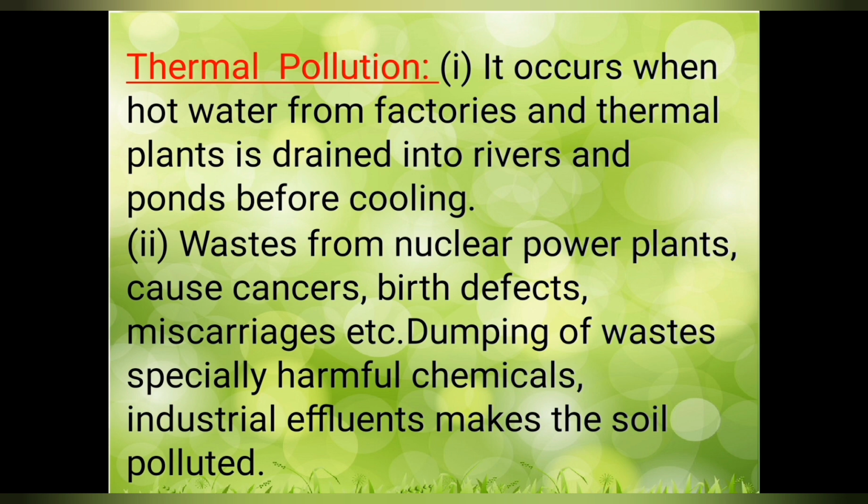Next is thermal pollution. Thermal pollution occurs when hot water from factories and thermal power plants is drained into rivers and ponds before cooling. Hot water here means water containing different types of chemicals, especially from thermal power plants. Next, waste from nuclear power plants causes cancers, birth defects, miscarriages, etc. Dumping of waste, especially harmful chemicals and industrial effluents, pollutes the soil. Not only water, dumping of this waste material into the soil also makes soil polluted.